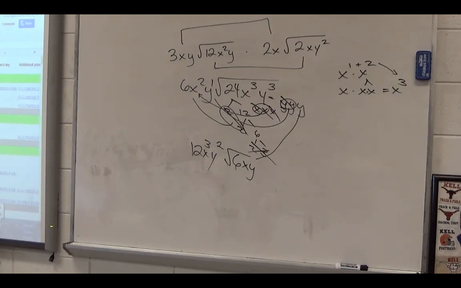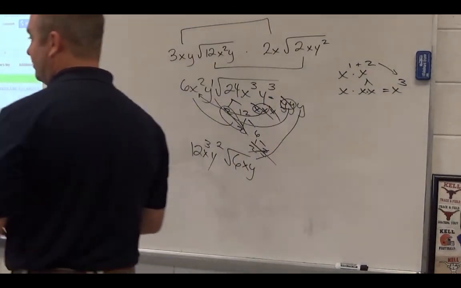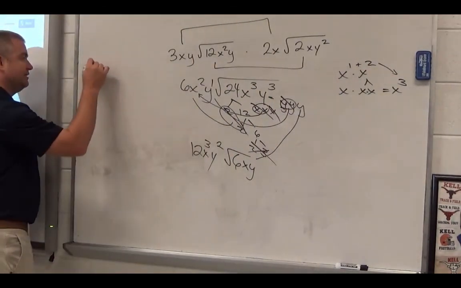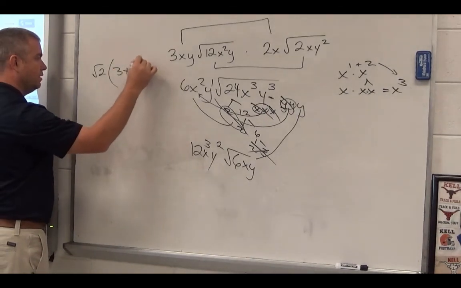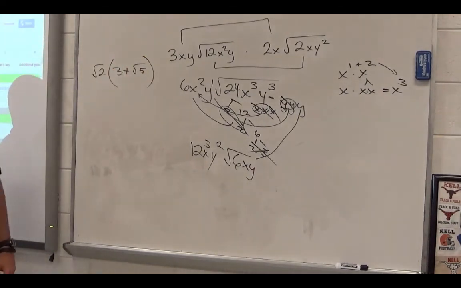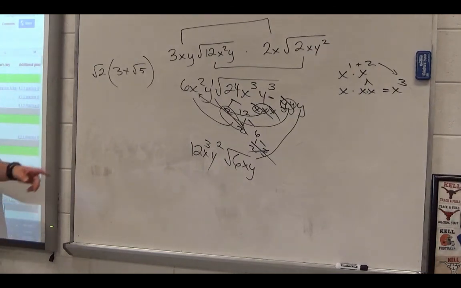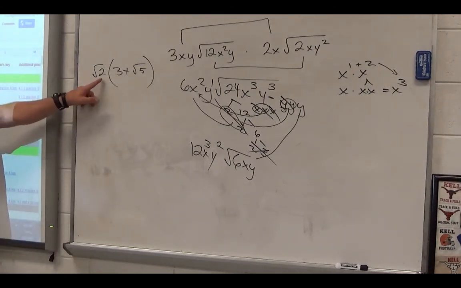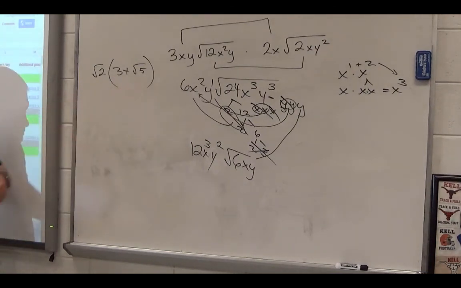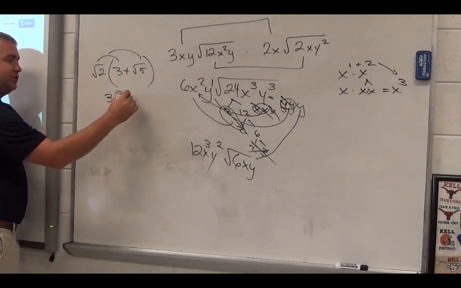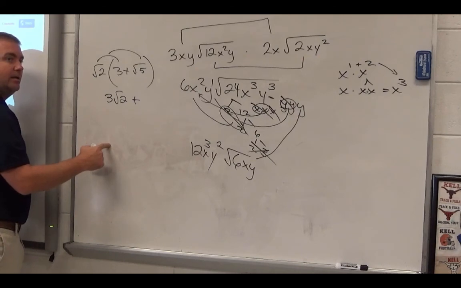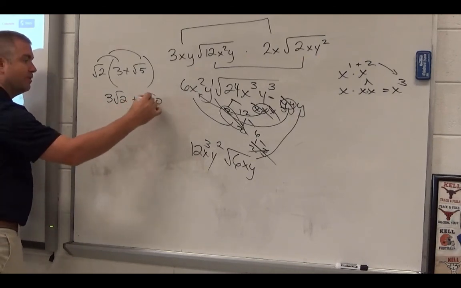The only other thing that you might see, you won't see it on the test, but let's quickly talk about this. What's going on here? Distributive property. Outstanding answer. We've got a radical times a binomial, right? We distribute here and here. We'd get 3 root 2 plus what? Root 10.